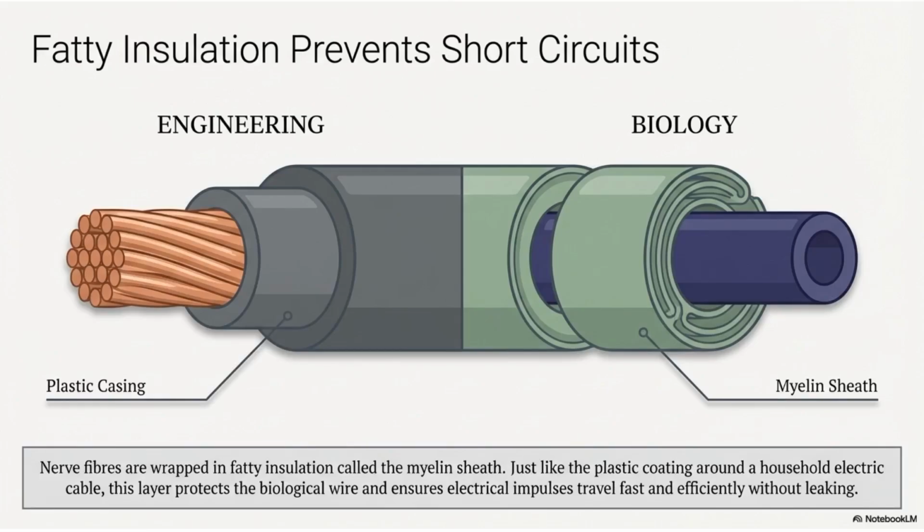All the nerve cells or neurons are insulated by a fatty layer called a myelin sheath. It is just like a plastic coating around an electric cable that protects the biological wire and ensures electrical impulses travel fast and efficiently without leaking.